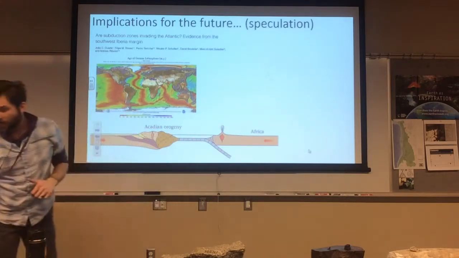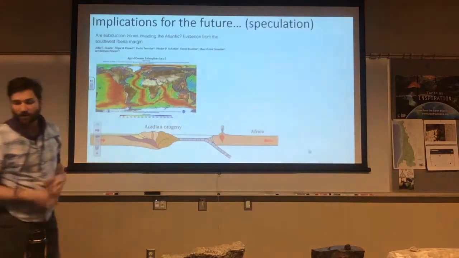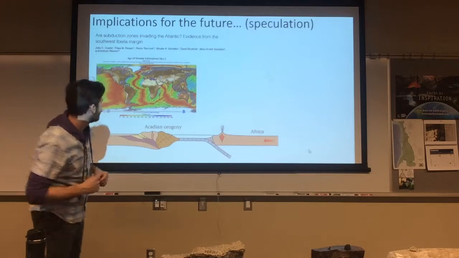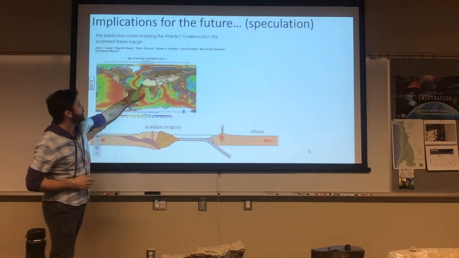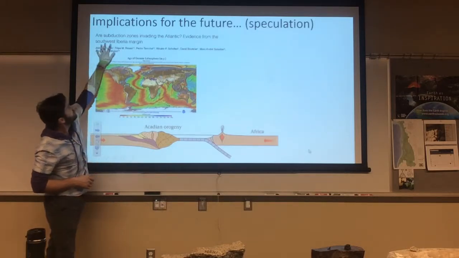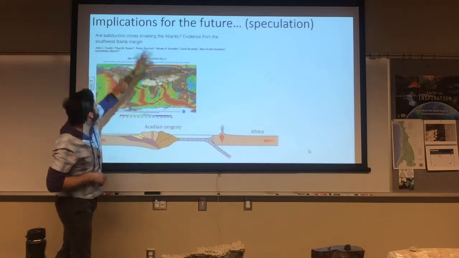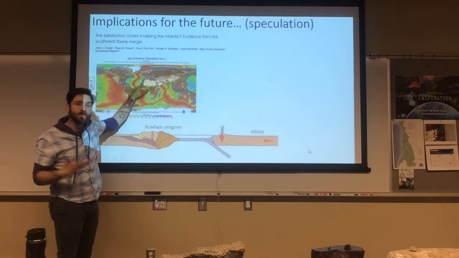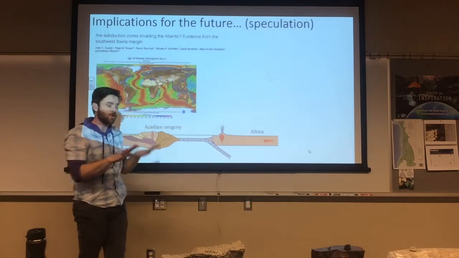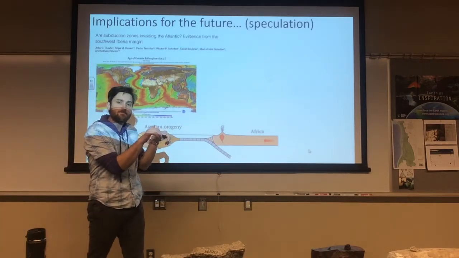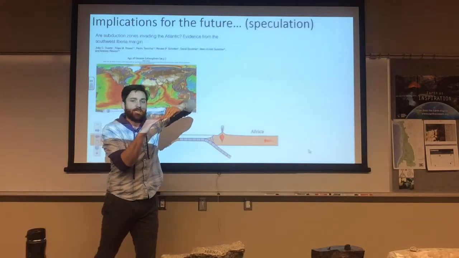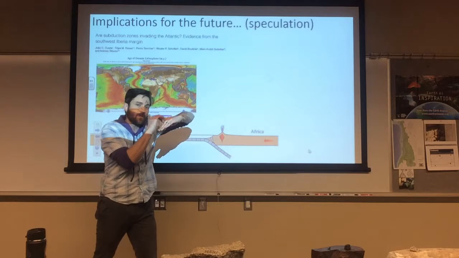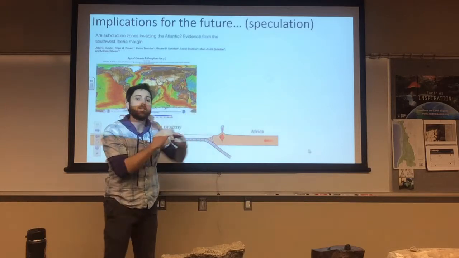And in fact, it was only a couple years after I had speculated this for myself, maybe the first time I had ever said it to a class, there's a paper, oh, it's right here, the subduction zones invading the Atlantic, evidence from the southwest Iberian margin. There's actually been some imaging of the ocean floor showing that there are thrust faults on the bottom to suggest that there is subduction that's initiating, and these sediments are little thrust faults on top of that.